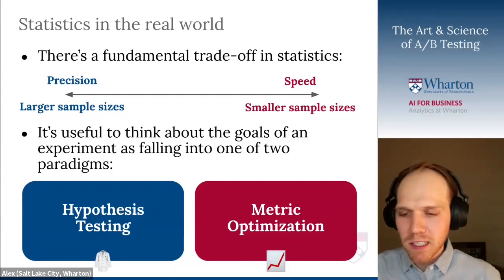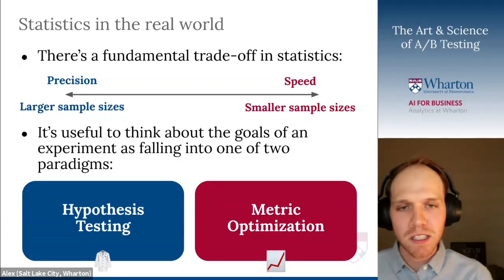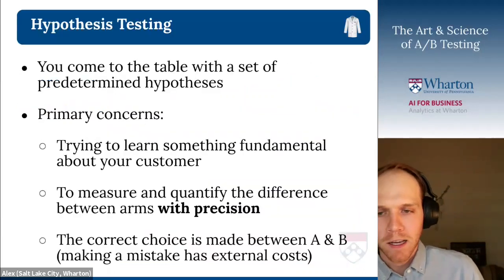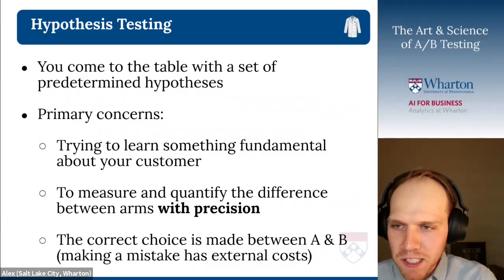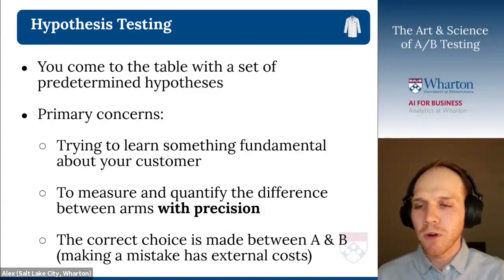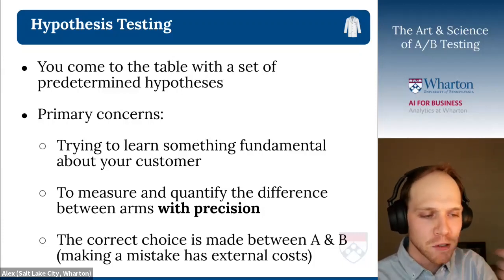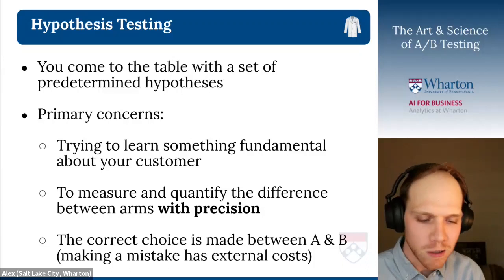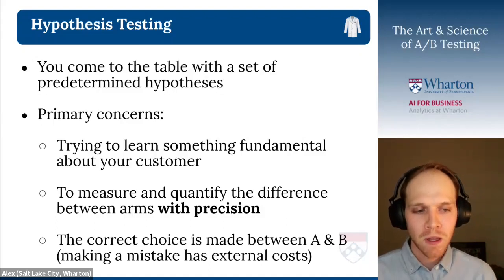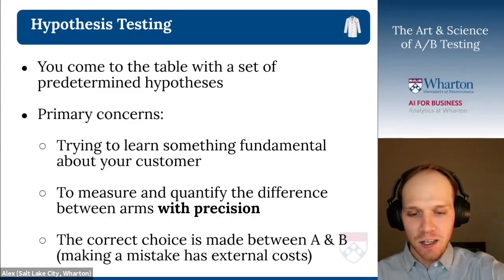So on the left-hand side, the precision paradigm, I think about as the hypothesis testing paradigm. And the other paradigm is what I'm calling the metric optimization paradigm. In the hypothesis testing paradigm, you're coming to the table with a set of hypotheses, and your primary concern is to learn and quantify the difference between how these two strategies affect your outcome of interest, right? It's very important in this paradigm to measure that difference with precision. And it's very important that when you make a decision, you're making the correct decision between A and B.